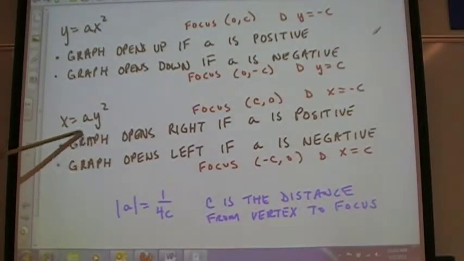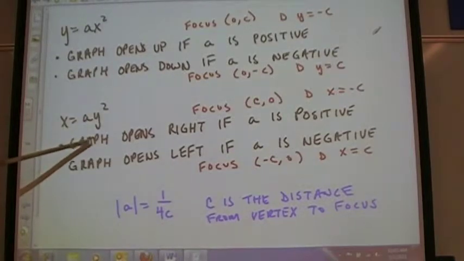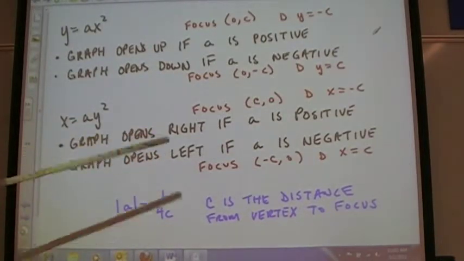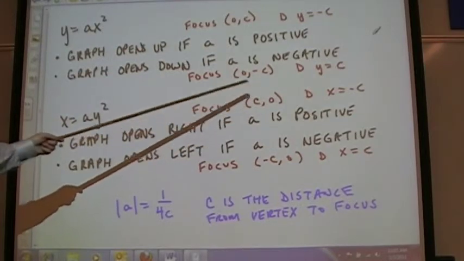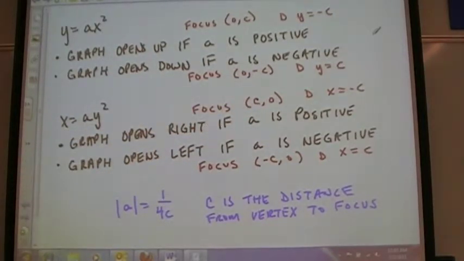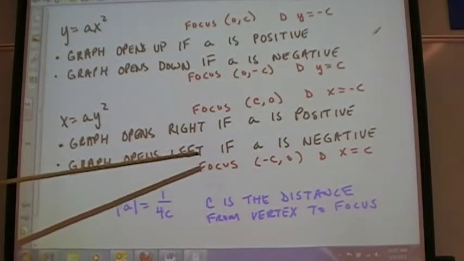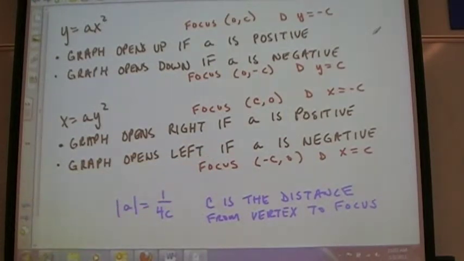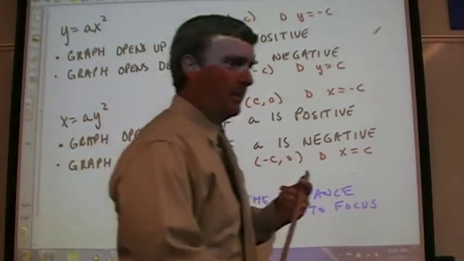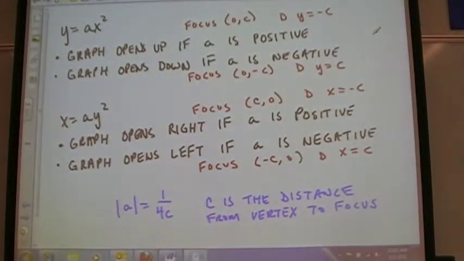And same thing down here. X equals ay squared, graph opens right if a is positive, therefore we would have a focus of (c, 0), and directrix of x equals negative c. Left if a is negative, focus of (negative c, 0), directrix of x equals c. I'll give you a minute to write that down. And go ahead and write down the blue also, because that's how we're going to find what c is, if we need to find c.